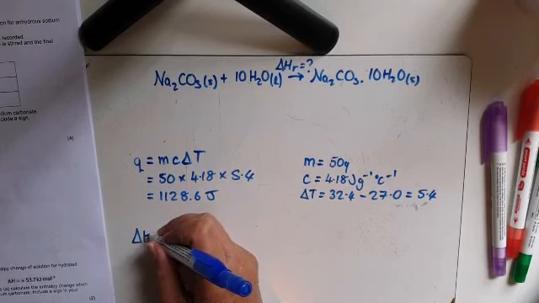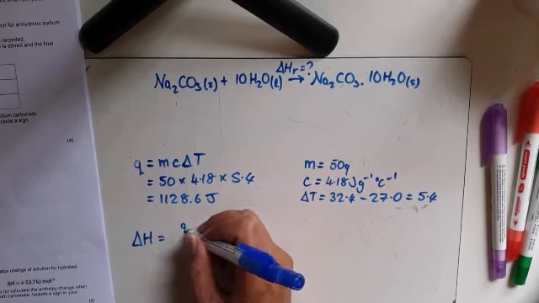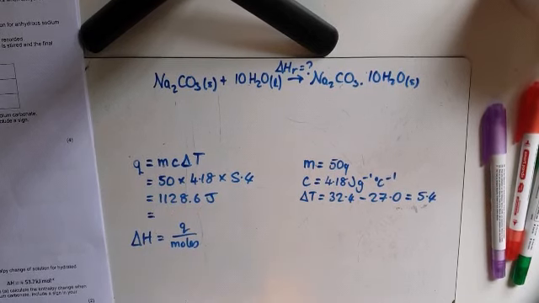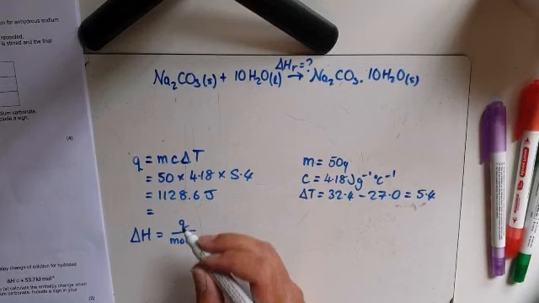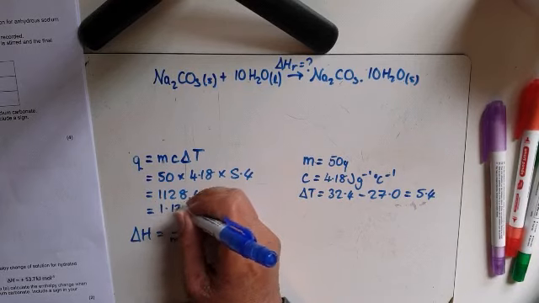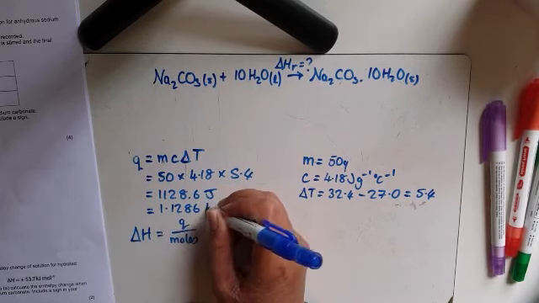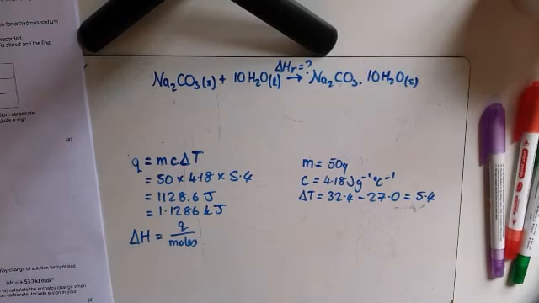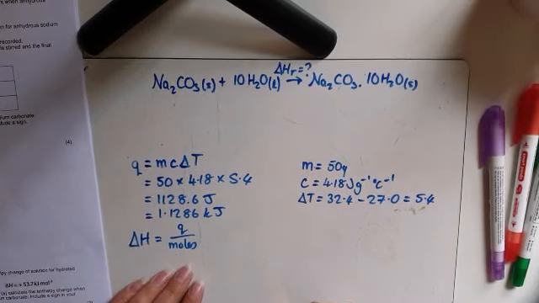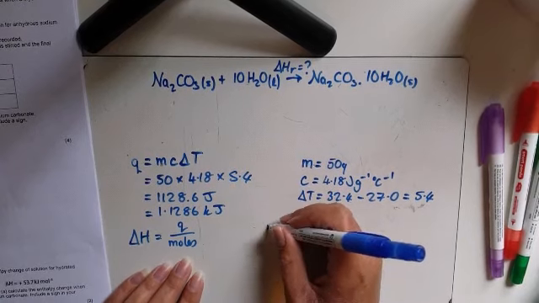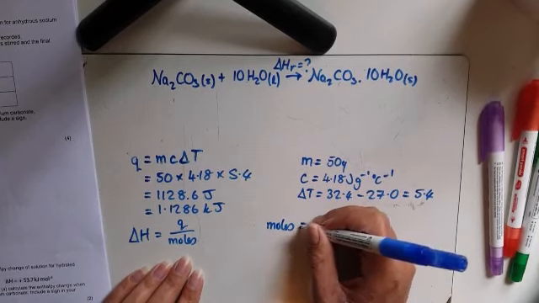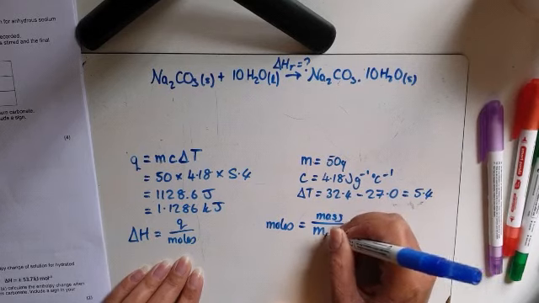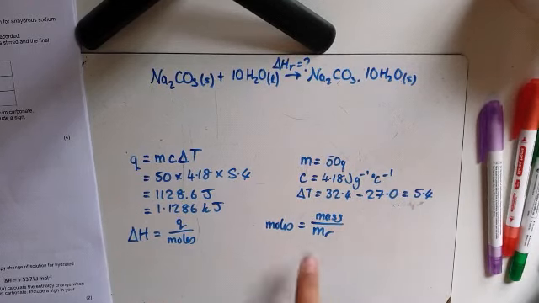Now we work out Q in joules, but we do delta H in kilojoules. So delta H equals Q divided by moles. So before I get to using Q in the delta H, I'm going to write it out in kilojoules, so we're ready to go. Okay. Right. I need to know the number of moles. So moles equals mass over mR.